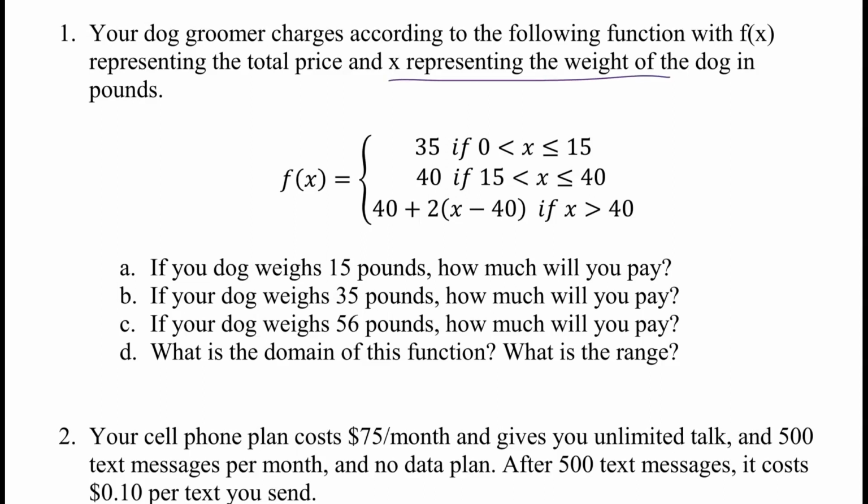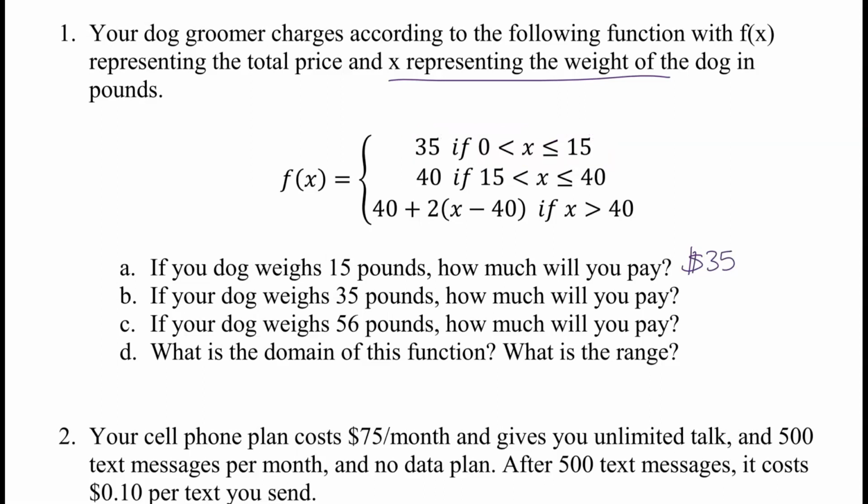So if our dog weighs 15 pounds, that means I'm looking at which restriction includes that 15. So it looks like my first restriction includes 15. It's less than or equal to 15. So that means if my dog weighs exactly 15 pounds, I will be paying $35.